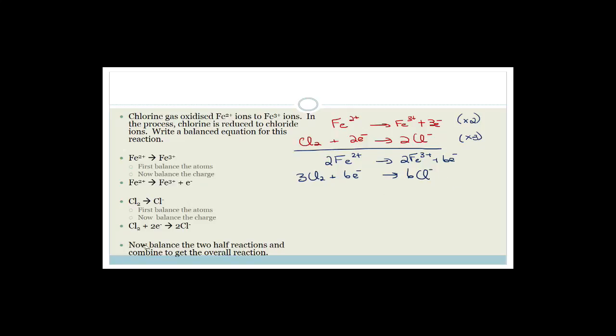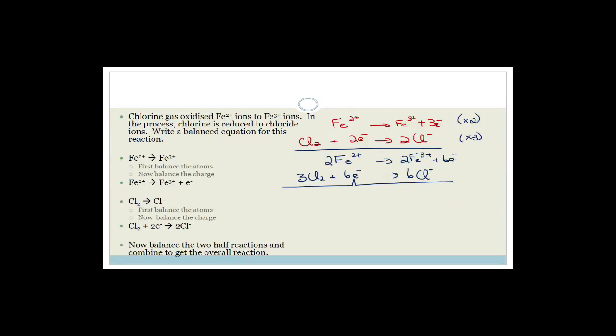Now we need to balance, because this is what we're doing. We're balancing. So do you agree that what's happening is this one here is giving away 6 electrons and the chlorine is taking the 6 electrons to become chloride ions? The 2Fe2 plus is breaking up to form 2Fe3 plus, plus 6 electrons. These 6 electrons are being accepted by the chlorine molecules to form chloride ions.